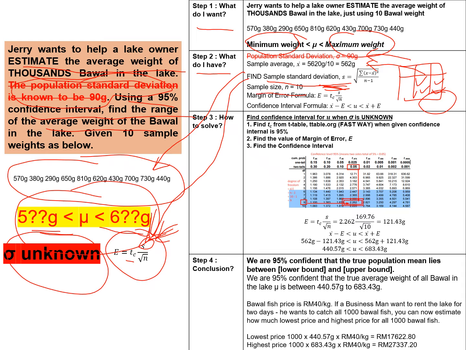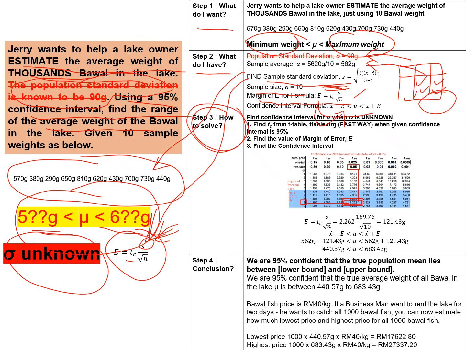Sample size, n equals 10. And then we're going to use this formula to find the error margin. E equals t_c times S divided by the square root of n. So later on, we're going to plug E into the range formula here to find the maximum and the minimum value of the average weight.